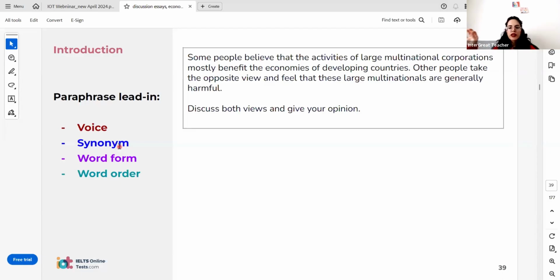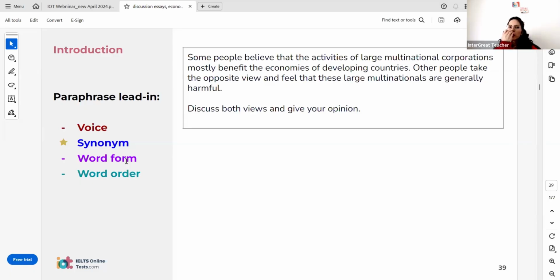This one is the single most important technique for paraphrasing. Remember, we do all the others plus synonym. If we don't have synonym, even if you change the voice, you change word form, you change word order, it doesn't count. It does not count. You must have synonyms. So here I put a star next to it to show you that this is the most important part, plus changing voice, word form, and word order. And it goes without saying that by synonym, I mean words with the same meaning.